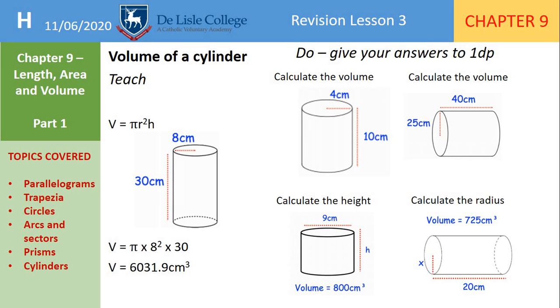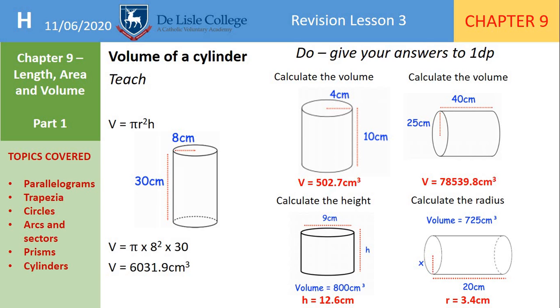Okay, the first question then. We should have 502.7 centimetres cubed. The second one is 78,539.8 centimetres cubed. For the height, we're going to have 12.6 centimetres. And lastly, for the radius, we're going to end up with 3.4 centimetres.